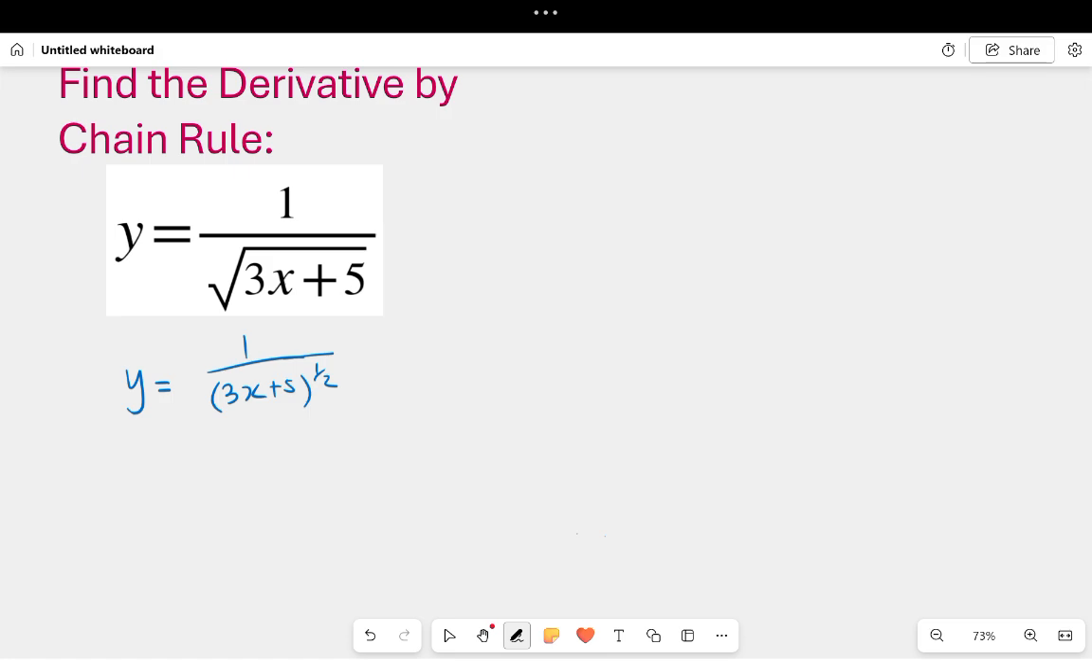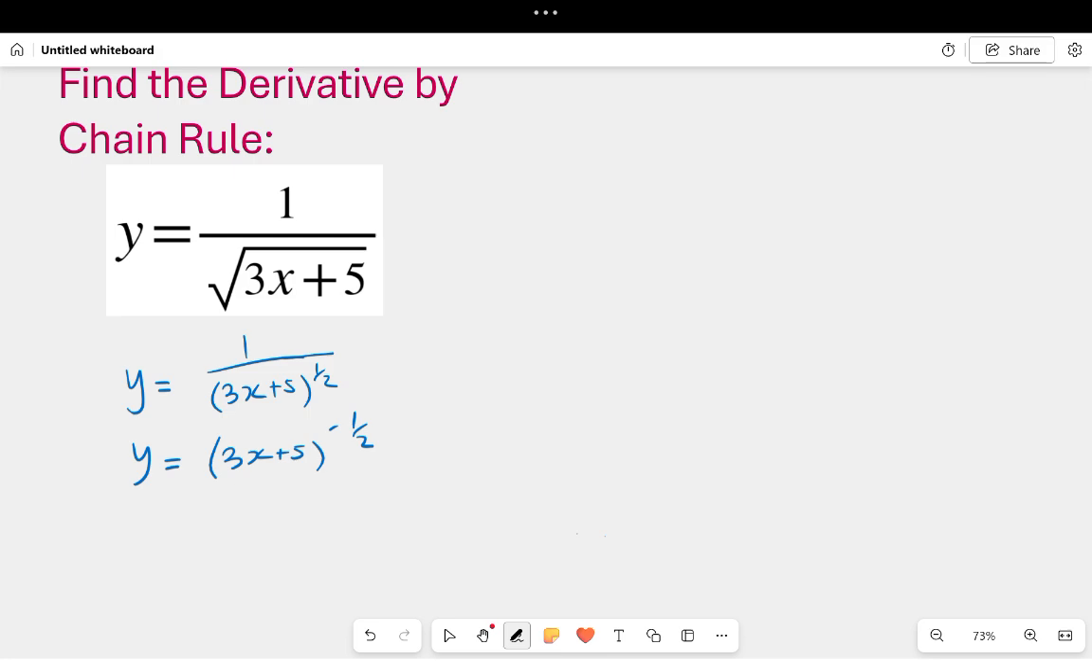Now, next, this is a reciprocal function, so we are going to take what we have in the denominator to the numerator. So it's going to be y is equal to 3x plus 5 raised to power negative a half. Now, clearly, this one looks like a function that requires chain rule for differentiation.